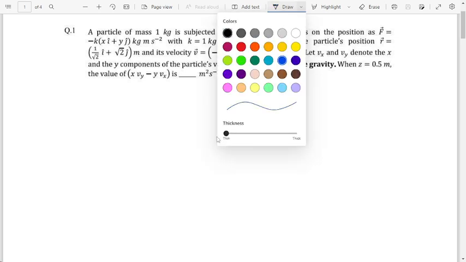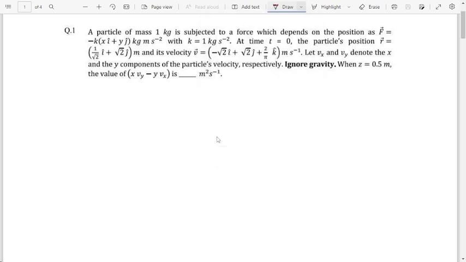Now, what is happening over here? Basically, this is a particle of mass 1 kg, which has been acted upon by this type of force. The value of k has been given to be 1. The initial position vector has been given to be this. Velocity initial has been given to be this. We have to find the value of this quantity when z becomes 0.5.